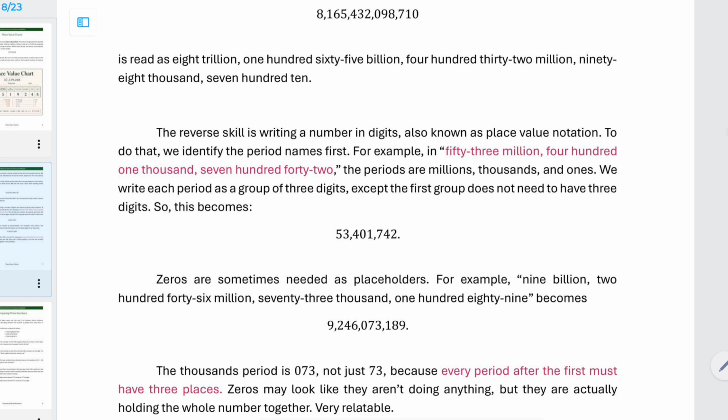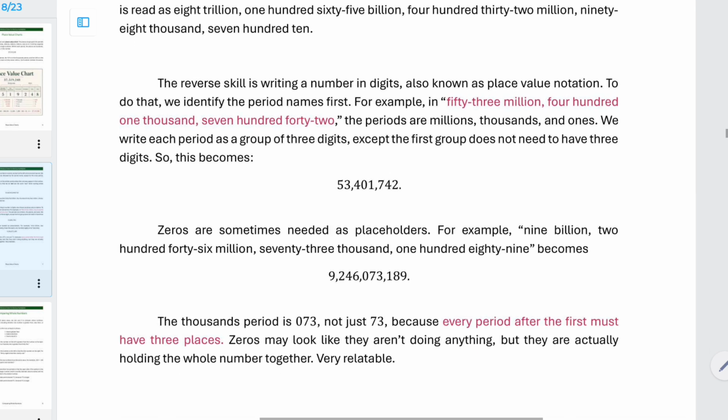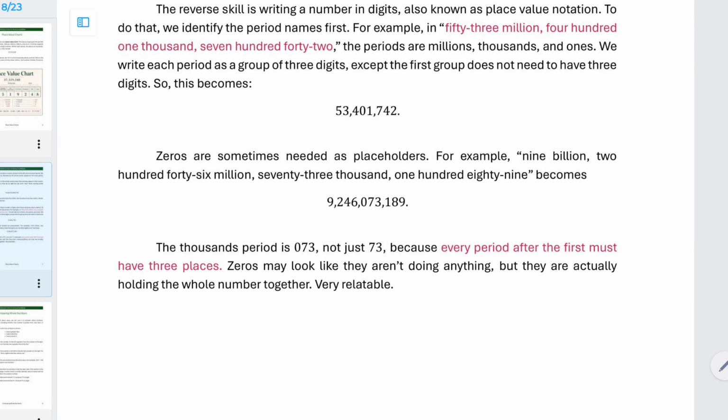For example, 9,246,073,189 becomes 9,246,073,189. The thousands period is 073, not just 73, because every period after the first must have 3 places. Zeros may look like they aren't doing anything, but they are actually holding the whole number together. Very relatable.